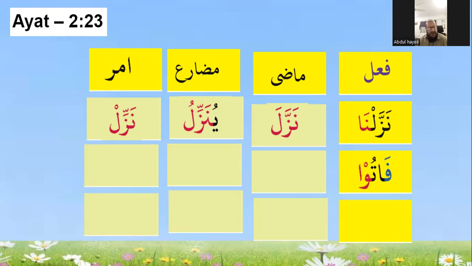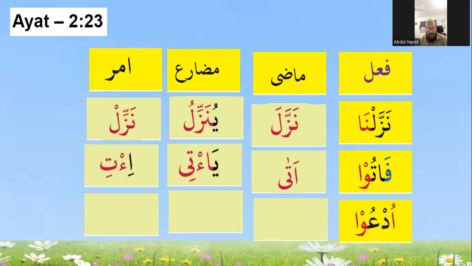So next is fa'atu. Remove the fa, remove the wa. So it is ata, three letter. When it is ata, three letter, what is the mudare? Ata, yati. And what about the amr? Ata, yati, ati. It is the three letters.